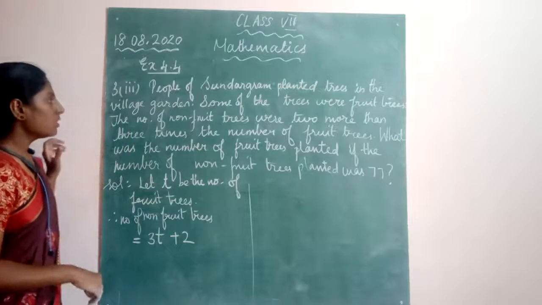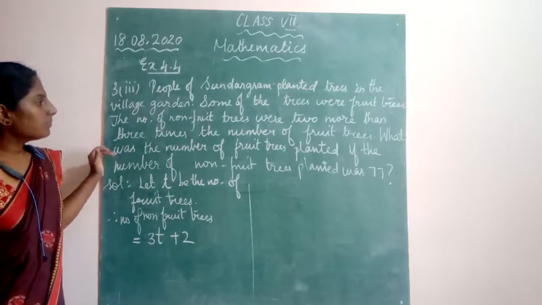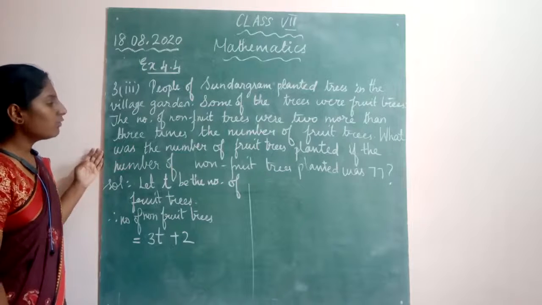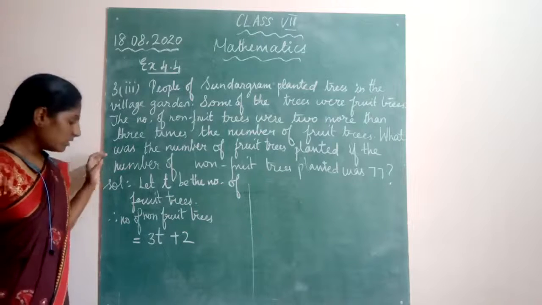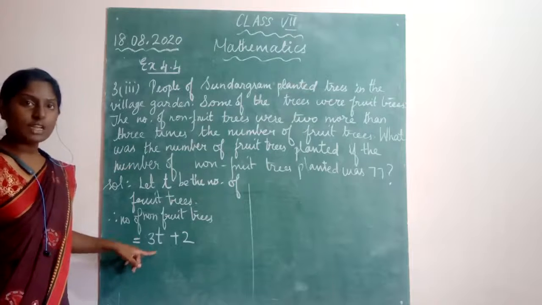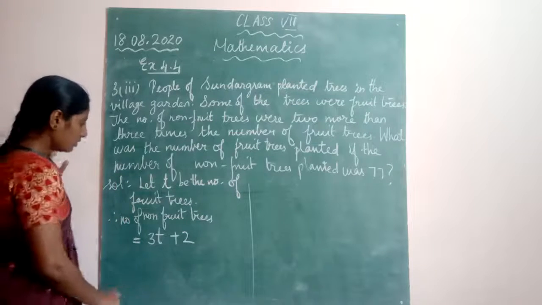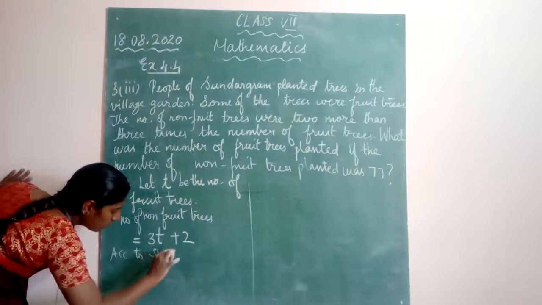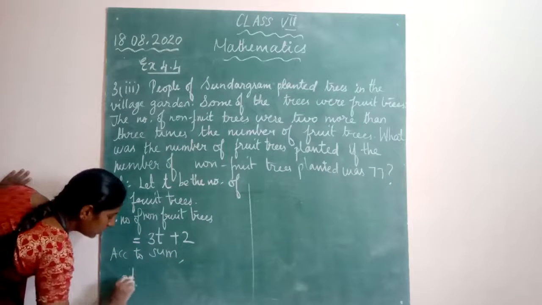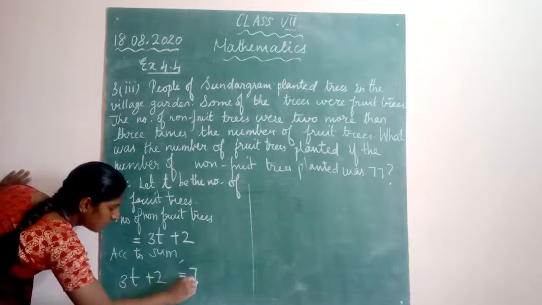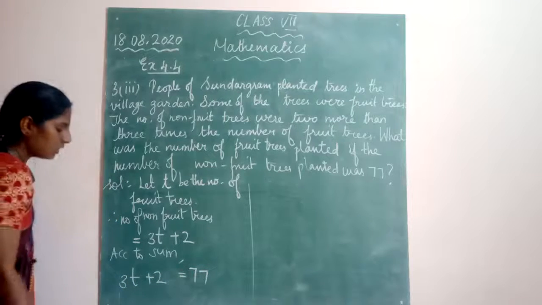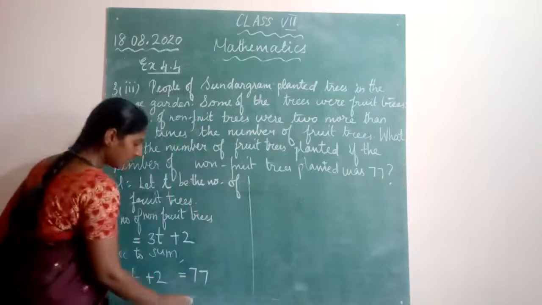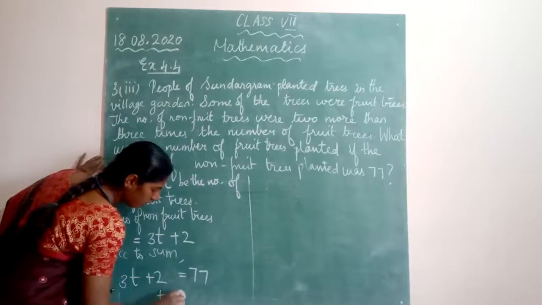Okay. So then what is given? What was the number of fruit trees planted if the number of non-fruit trees planted is 77? So this is given as 77. So we have to find T. Okay. So write, according to the sum, 3T plus 2 is 77. Okay. So now do step by step. You have to find what is T. That is what is asked here, no?